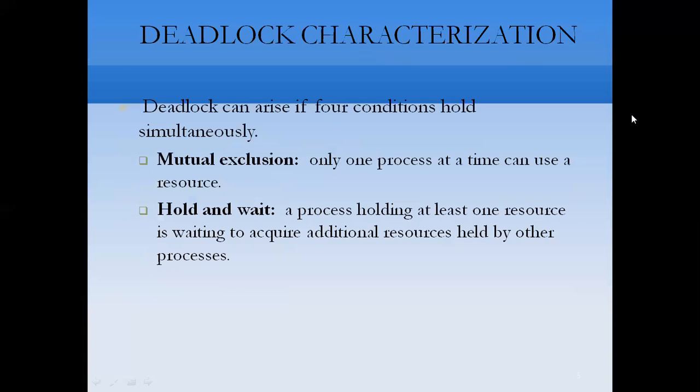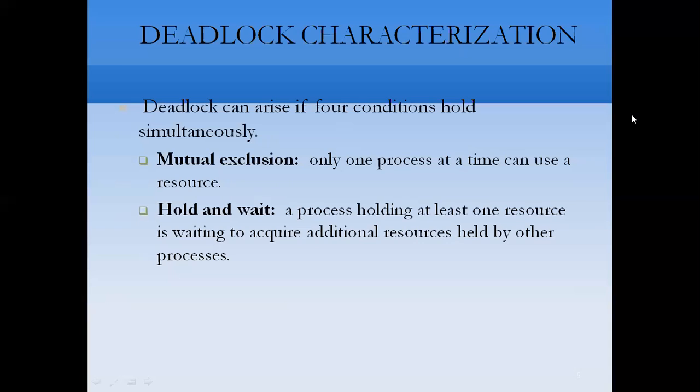Next is deadlock characterization. In a deadlock, the processes never finish executing and system resources are tied up, preventing other jobs from starting. The features that characterize deadlocks are the following four necessary conditions. First is mutual exclusion. At least one resource must be held in a non-shareable mode. That is, only one process at a time can use the resource. If another process requests that resource, the requesting process must be delayed until the resource has been released.